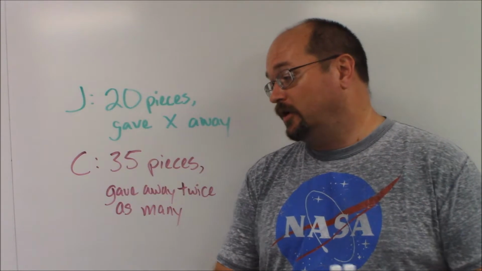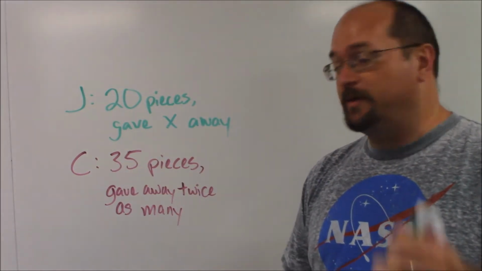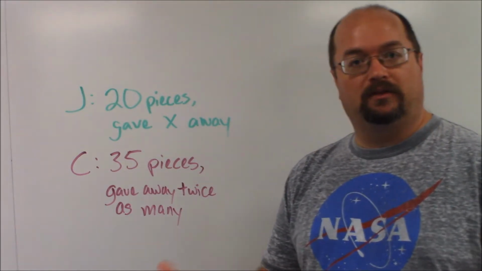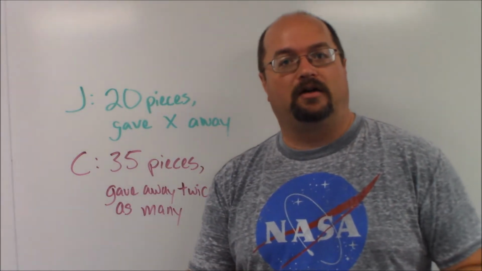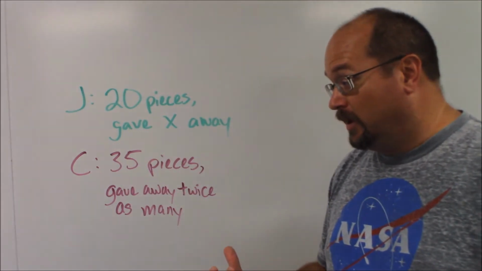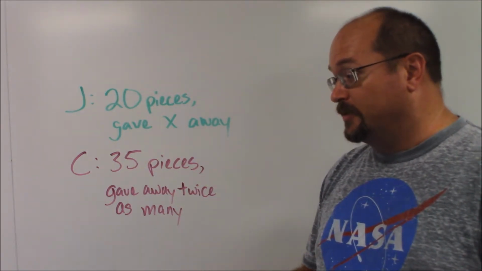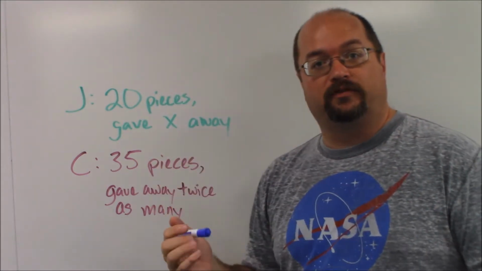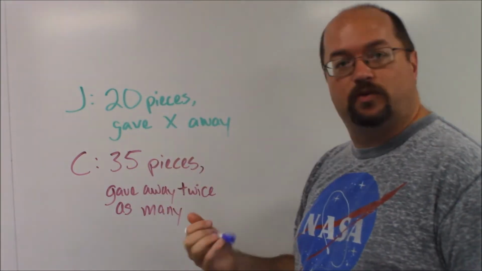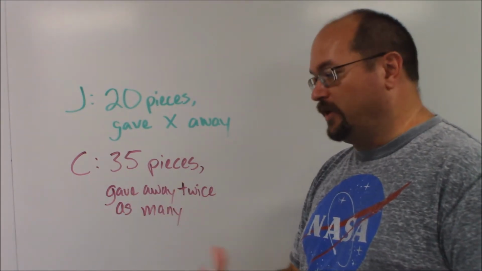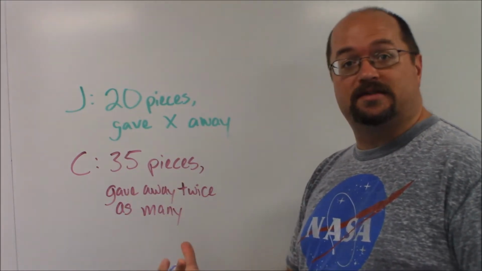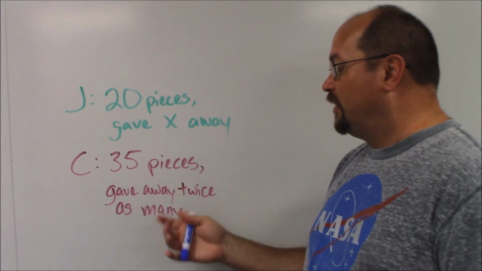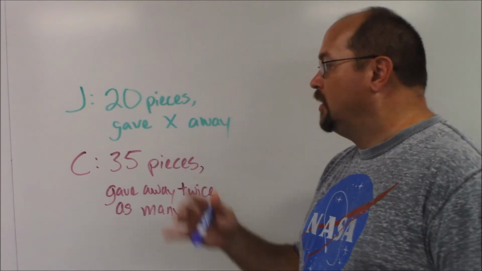So for this problem, we are given a scenario where we have 2 people and they start out with a set number of pieces of gum, and then they give some gum away, and then we've got to figure out how much gum did they give away, or how much gum did Julie give away. So I've written down the pertinent information from the problem. Julie starts out with 20 pieces. She gives X number away. We don't know how many that is. We're going to use X as our variable. And then Conrad starts out with 35 pieces, and he gave away twice as many as Julie did. So we'll talk about what that looks like.